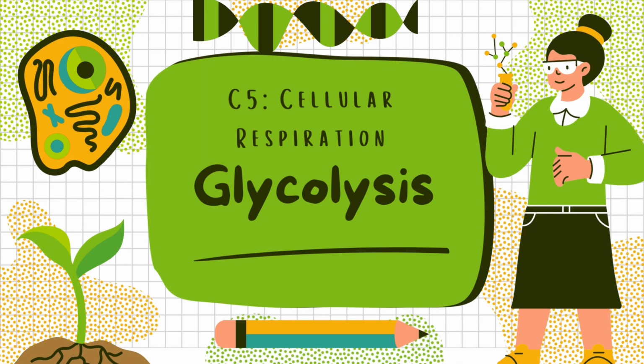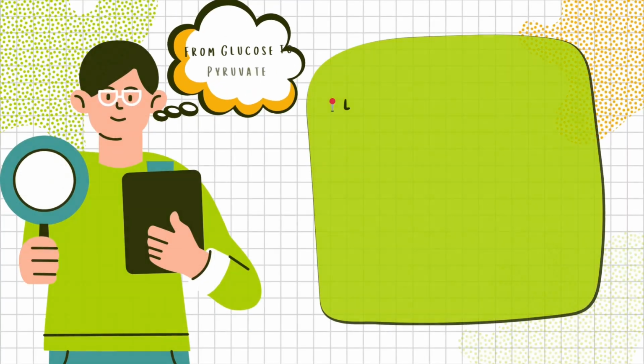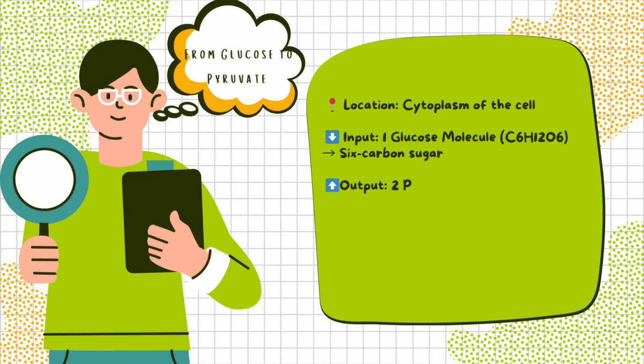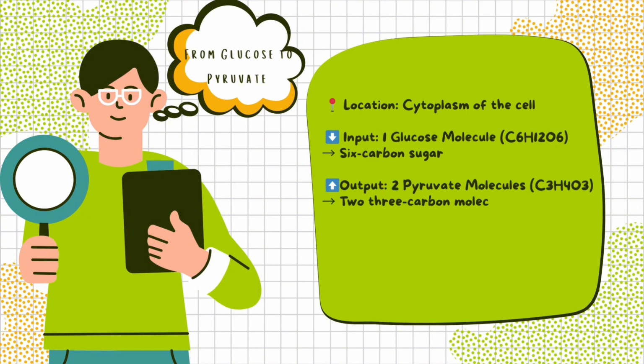Let's take a look at the big picture. Glycolysis takes place in the cytoplasm of the cell. The input for this process is 1 molecule of glucose, a 6-carbon sugar. The output is 2 molecules of pyruvate, which are 3-carbon molecules.